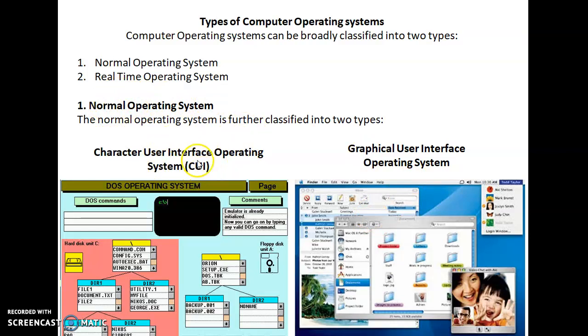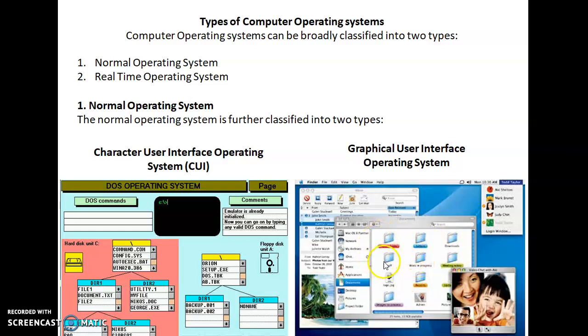One is CUI, Character User Interface operating system, and the other is Graphical User Interface operating system. For the CUI type of operating system, if you know the Linux operating system and the DOS operating system, these two have a user interface with character dialogues, right? The user continuously executes programs through dialog boxes. You just write the commands and execute the applications, whereas in a graphical user interface we have a graphical representation of all the resources as well as all the application programs, right?